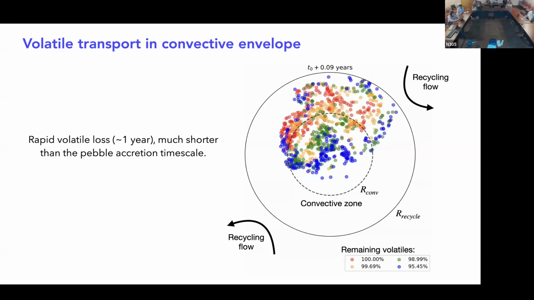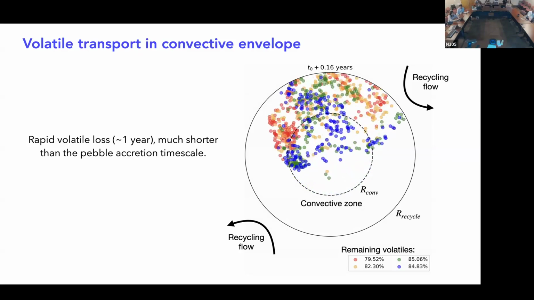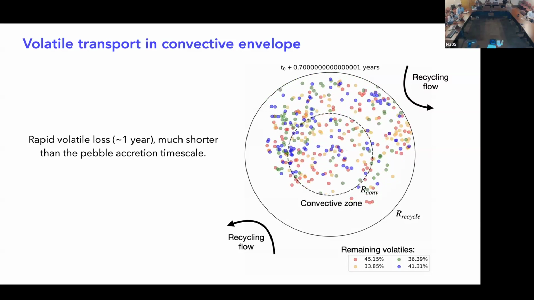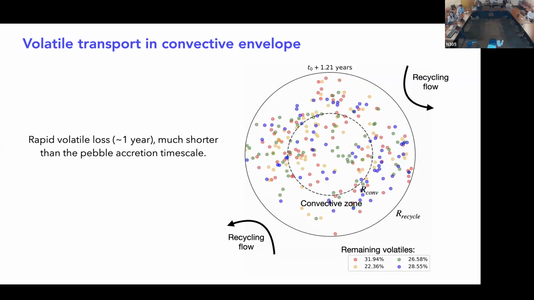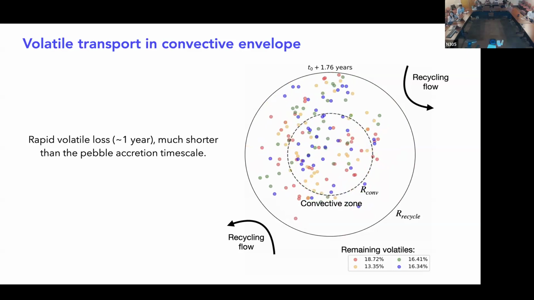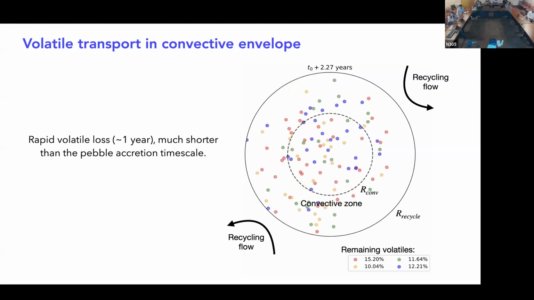Now that we have the pebbles, it's time to look at the volatile transport. Again, I have these tracer particles tracing the volatiles at the beginning, and we see where the volatiles end up. As the simulation goes, you can see they just directly get mixed out, and many of them get lost from the outer boundary, lost in the recycling flow. Now we reach 1 year, and there's only 30% remaining. This tells us that the typical volatile loss timescale is only 1 year, which is much shorter than the pebble accretion timescale.